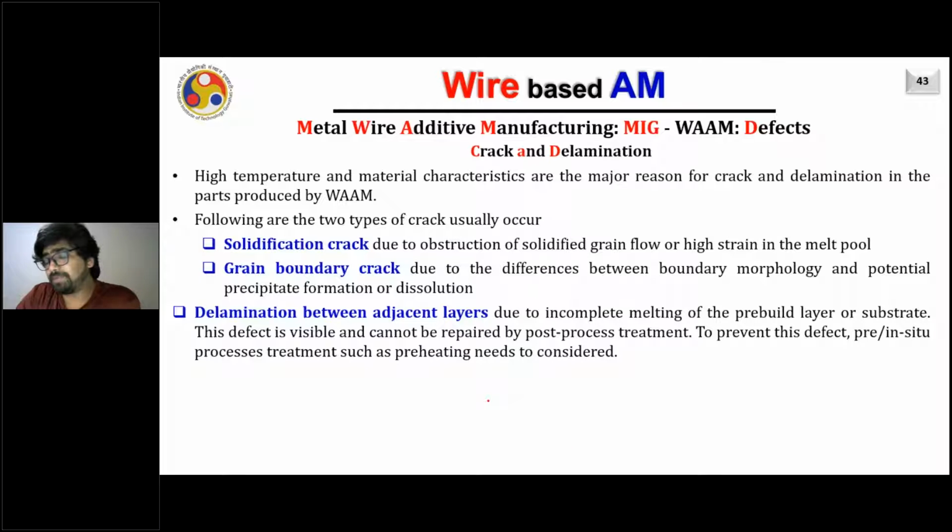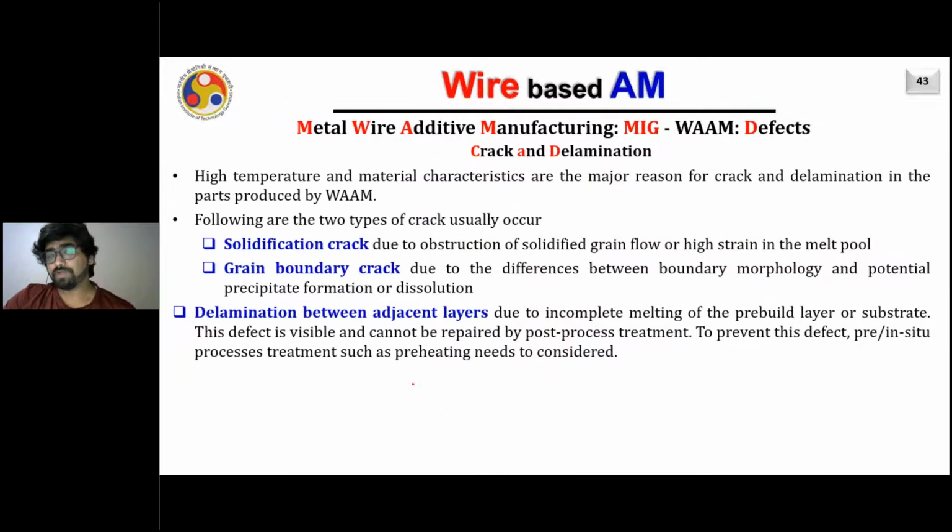The delamination between the adjacent layers basically comes from two reasons. The first could be lack of fusion, because you are not giving enough energy, right? And another is mainly the residual stress. In that case, what happens? You are depositing two layers, they just delaminate like this, right? They just get apart.